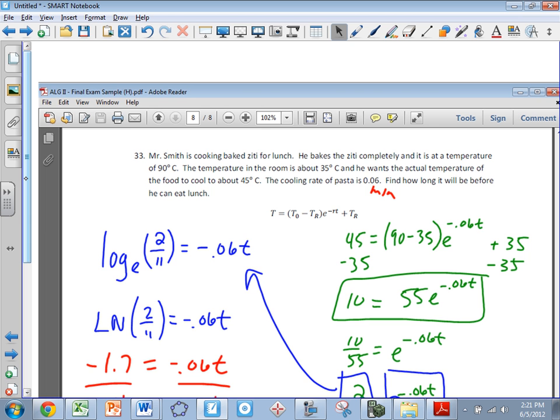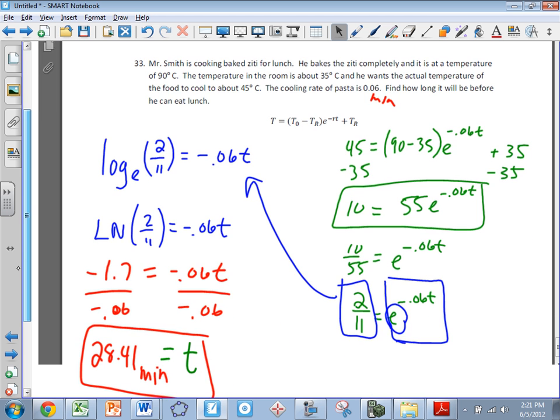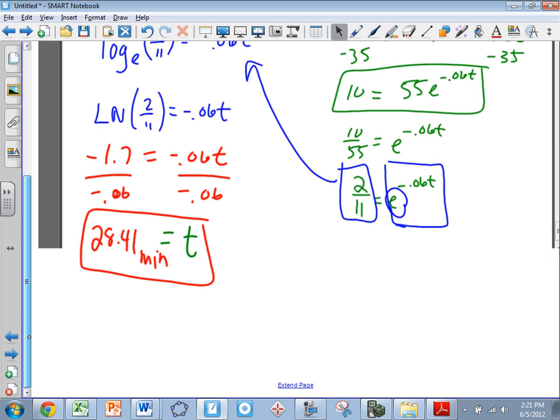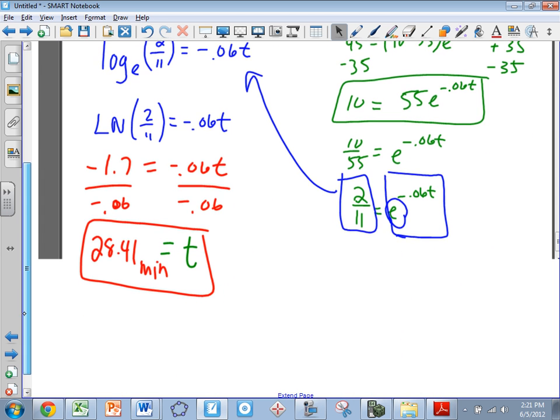So the problem takes about 30 minutes before Mr. Smith can actually eat his pasta. Is that realistic? Obviously not. Hopefully it's like maybe 3 minutes before you can eat your pasta? So in this problem, maybe we should have made it in seconds. You know, after 30 seconds, it'll be cool enough for him to eat.